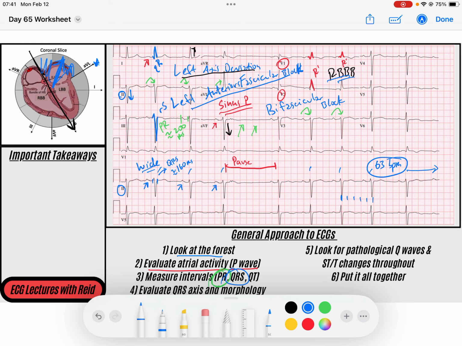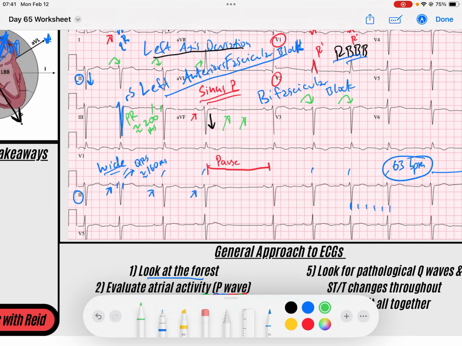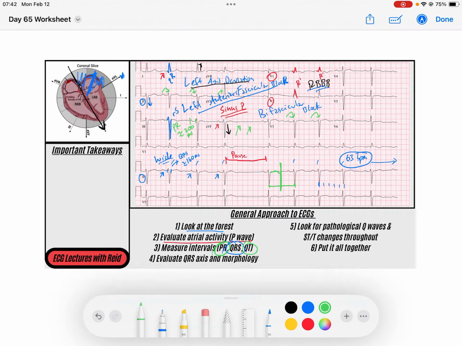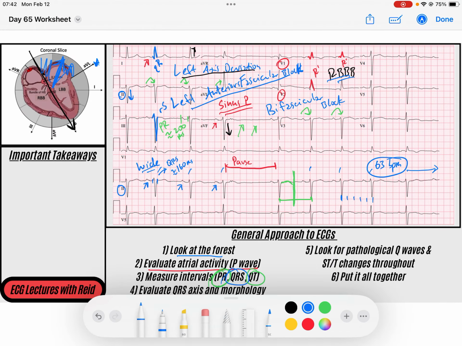Let's take a look at our QT interval here. So I'm going to go midway between these two QRSs, and if I draw a line right down the middle, it seems like my T wave ends before then, so I'm happy with my QT. So good with that. Let's look for some pathological Q waves and ST and T wave changes throughout.